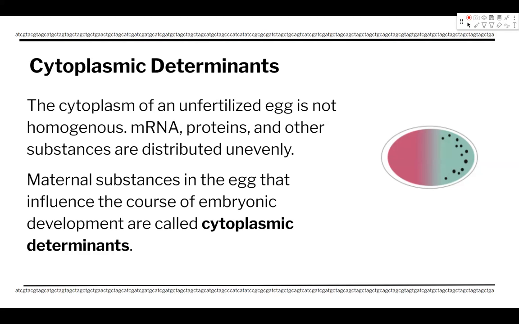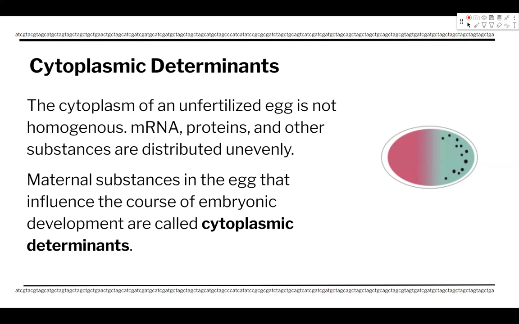of a bunch of different molecules. I.e., it is not homogeneous. There are mRNAs, proteins, and other substances that are distributed unevenly throughout the cell, and that is very, very important. These things, the RNAs, proteins, and other substances that influence embryonic development, are called cytoplasmic determinants. And I like this little clip arty thing here because it shows a gradient. They fade into one another.